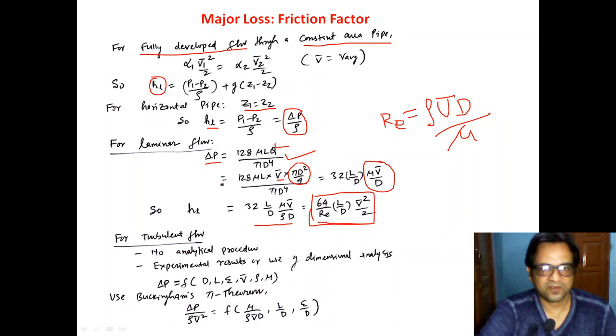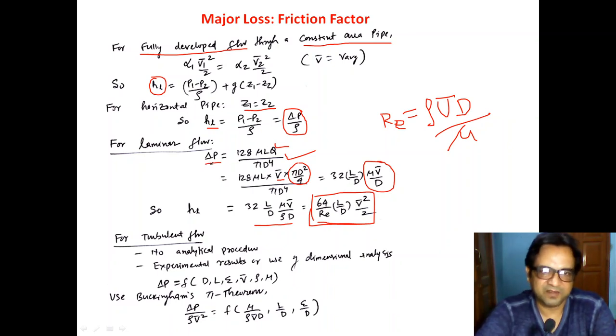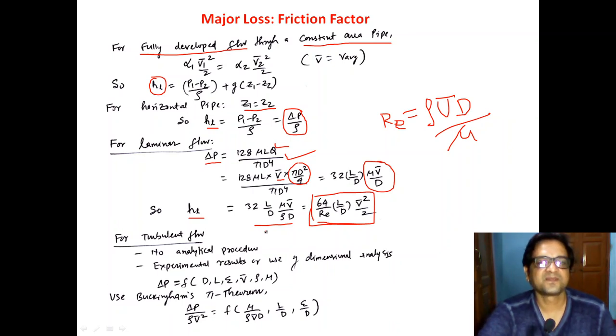So for laminar flow, for theoretical analysis we have derived this. But for turbulent flow, already we know that it's a completely unpredictable flow, so there is no analytical procedure available, and we can use experimental results, or we can do the dimensional analysis for the turbulent flow. So let's do the dimensional analysis.